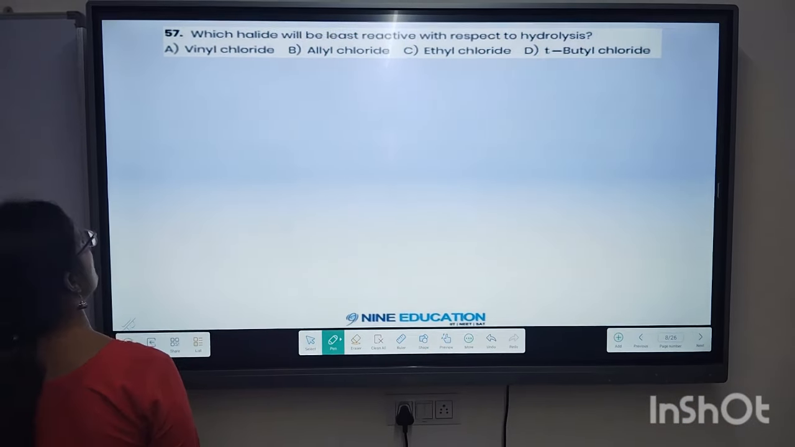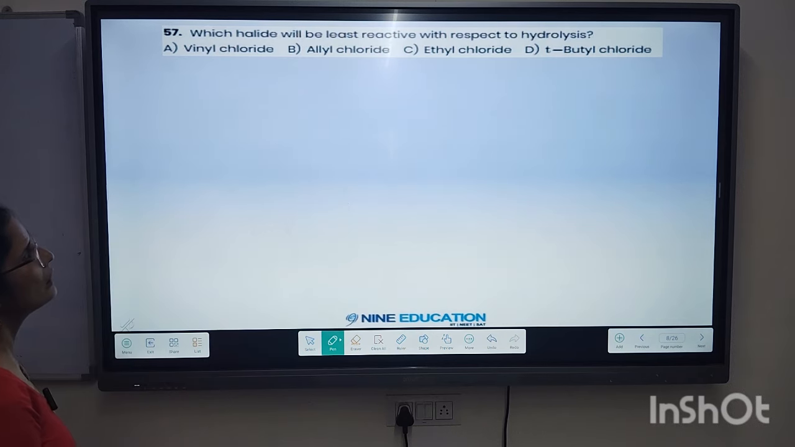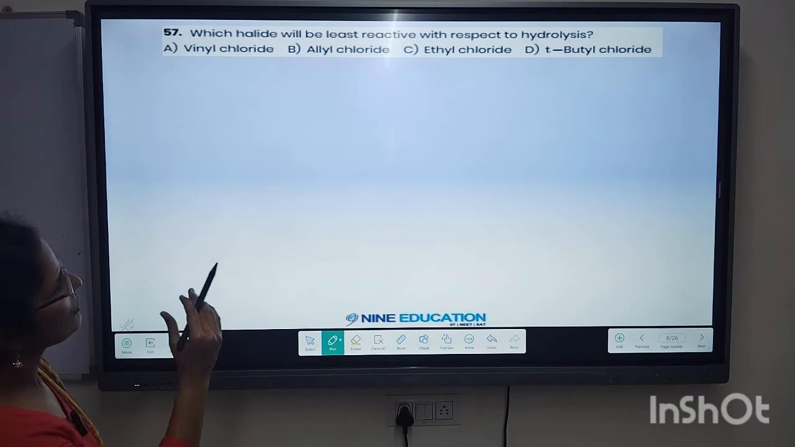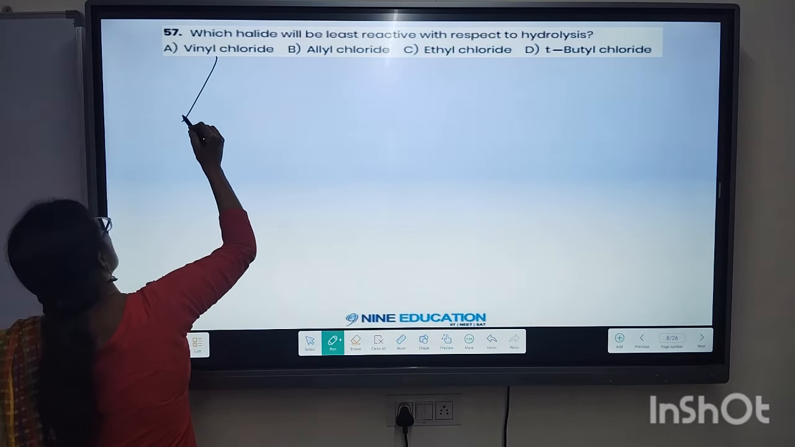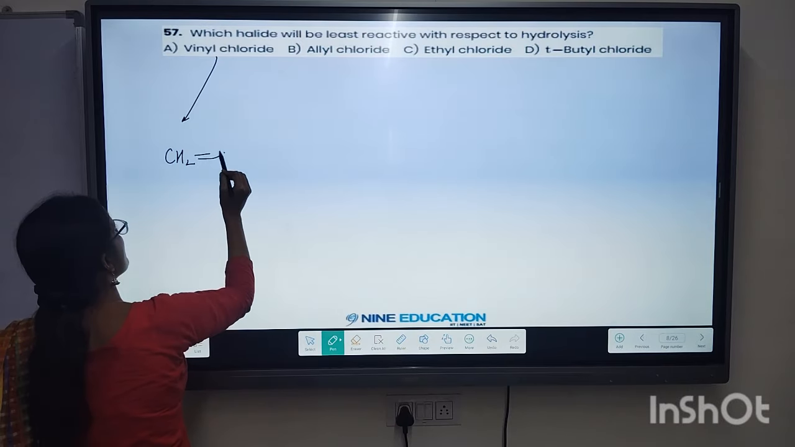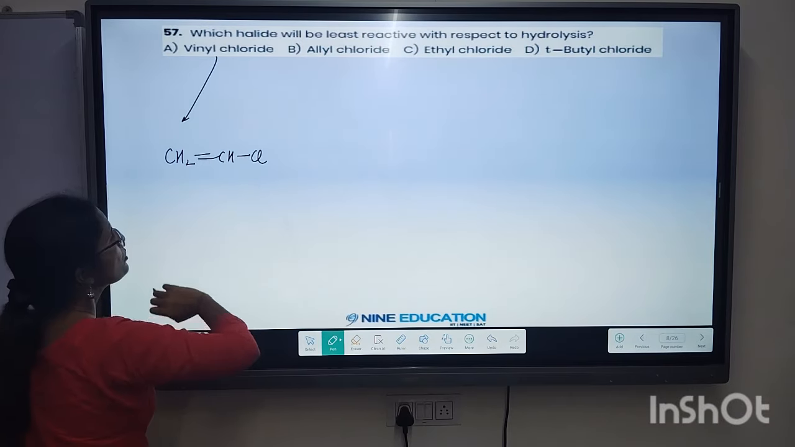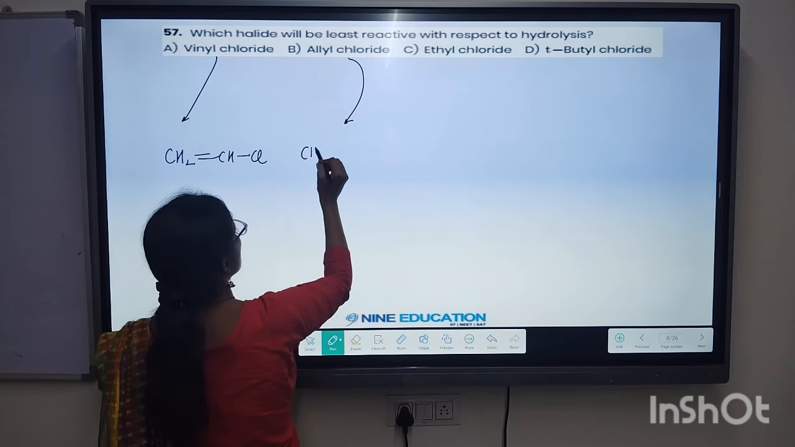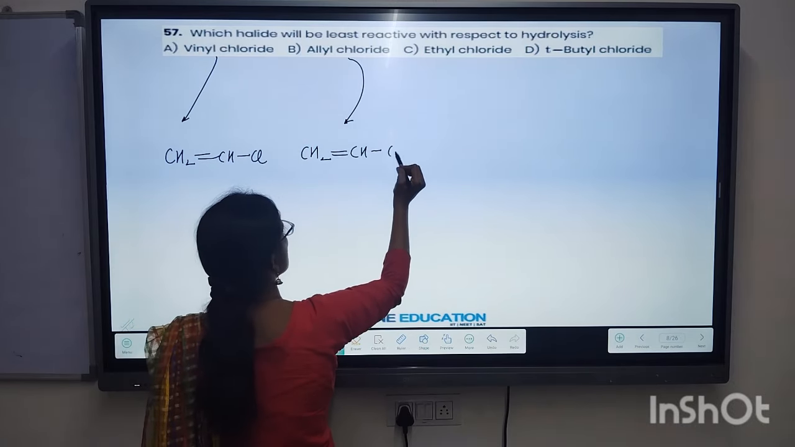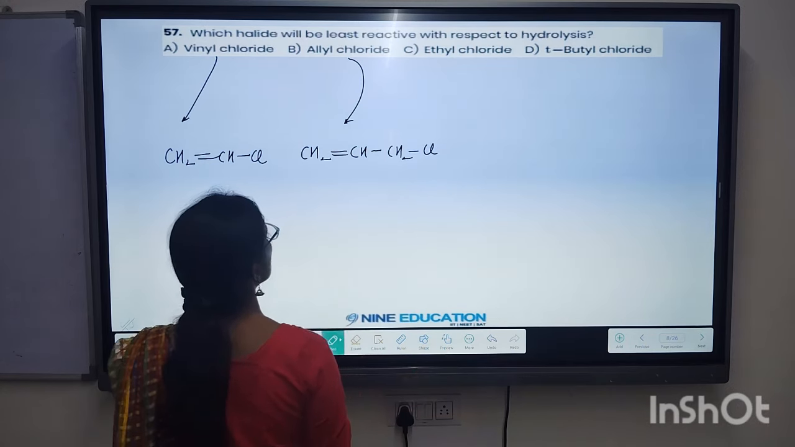Coming to next number 57, which halide will be least reactive with respect to hydrolysis? We have examples of 4 alkyl halides, with some common names, and it's better if you remember them. Vinyl chloride means CH2 double bond CH connected to Cl, and next we have allyl chloride, which means CH2 double bond CH connected to CH2 and Cl.